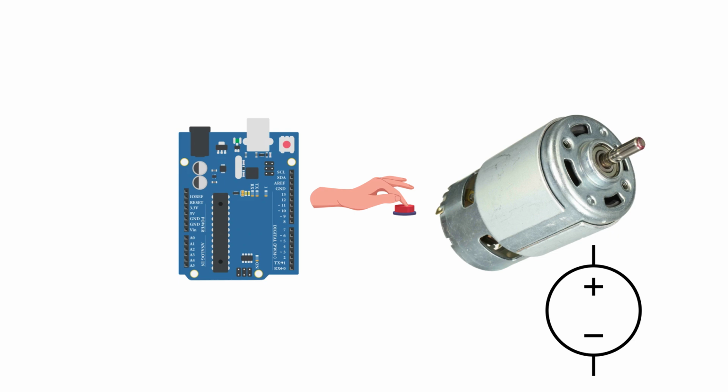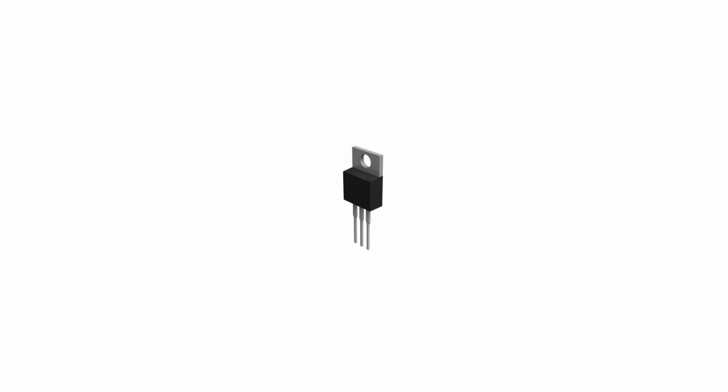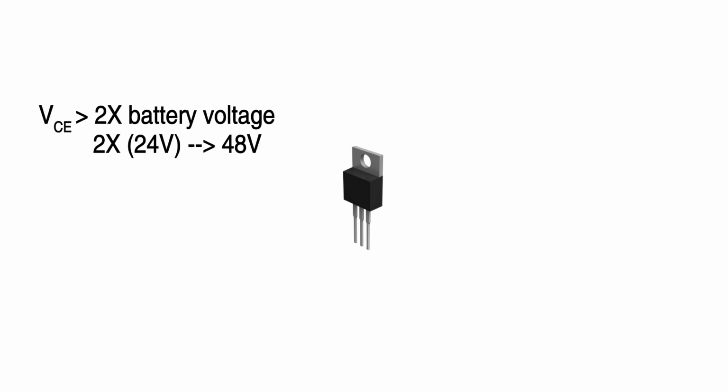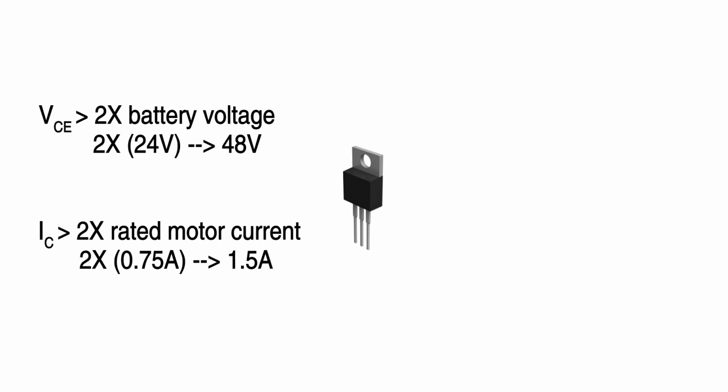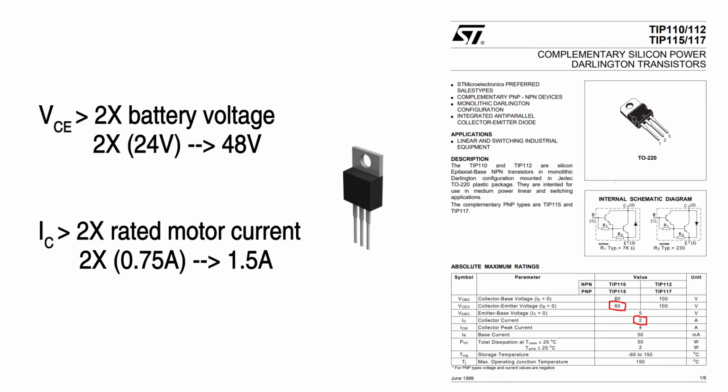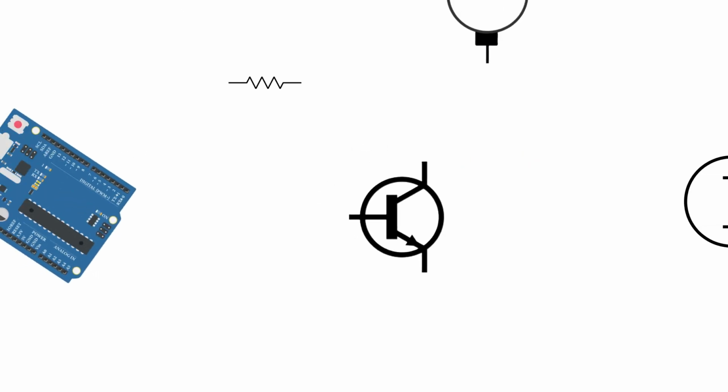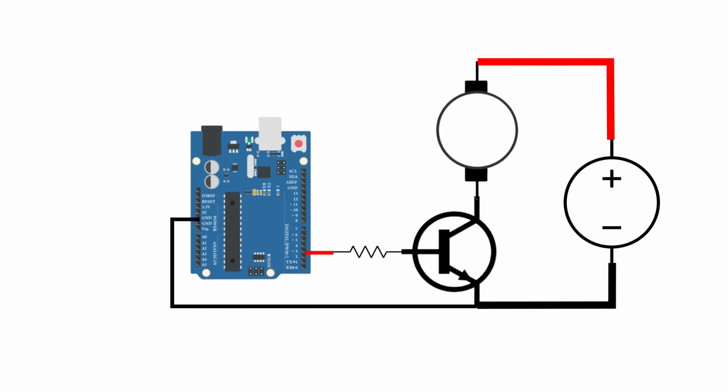Obviously, an Arduino does not have fingers, so we use an electronic switch called a transistor. Make sure the transistor you select is rated for at least twice the voltage of your battery and twice the rated current of your motor, both of which you can easily find in the transistor's datasheet. Let's get a transistor and wire everything up. When we tell the Arduino to turn on its output pin, the motor turns on.